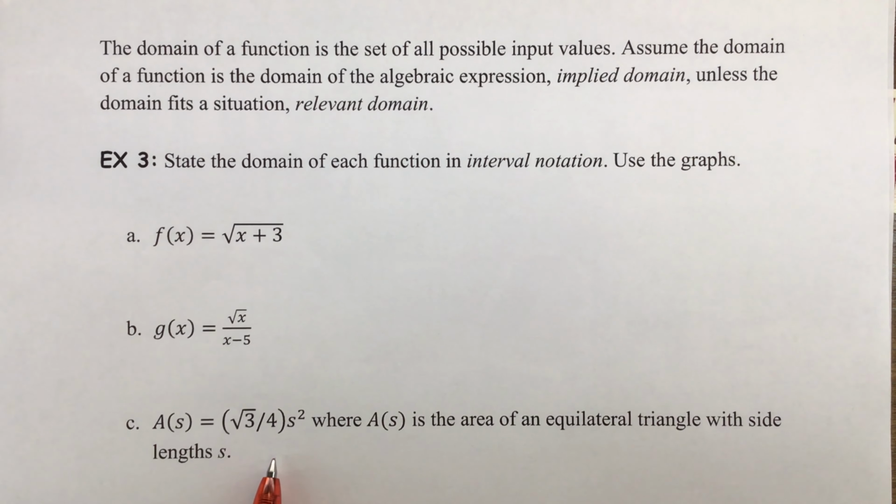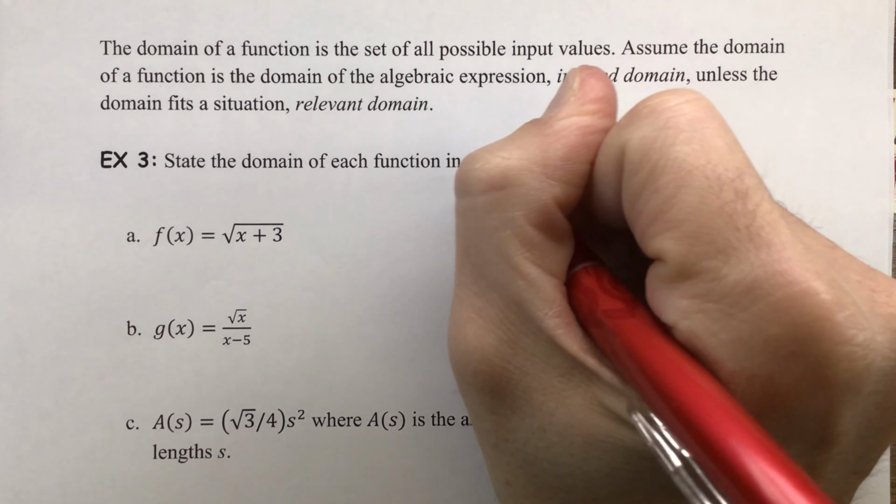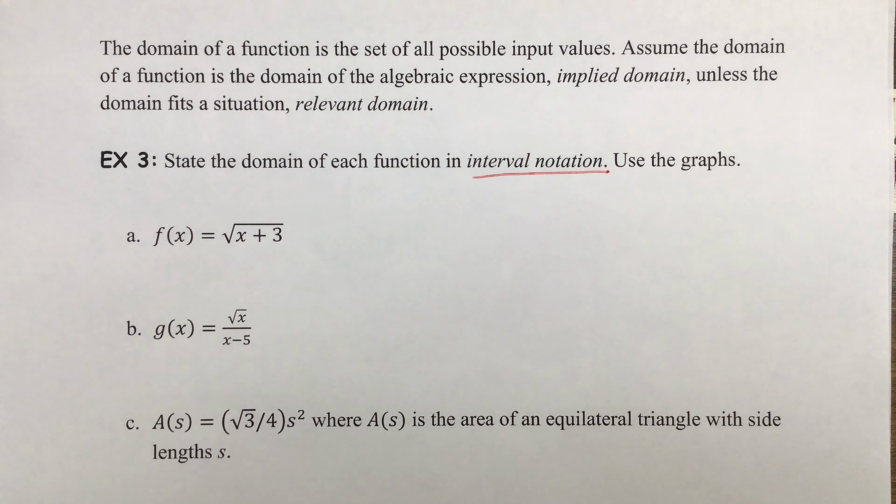The third example that we're going to look at here, that is going to have a relevant domain because this is going to represent area. There's some context to the problem, which is going to take away from the original expression that we have. Okay, as we go through example 3, we're going to state the domain of each of these functions in interval notation. Interval notation is going to be using parentheses and brackets. In a way, it looks a little bit like a coordinate, but is actually different.